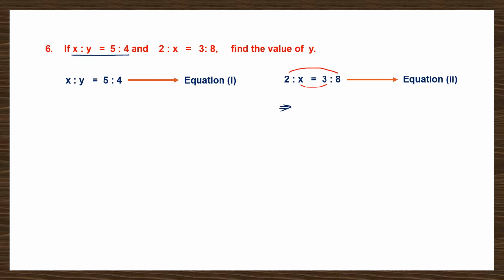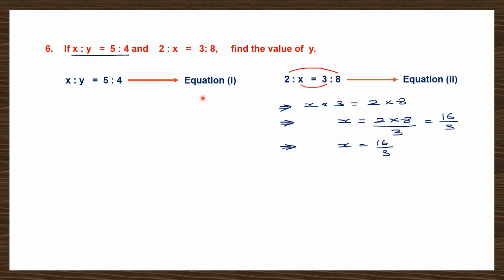So what do we have here? Product of means, let's take first because we want the value of x. So x into 3 is equal to product of extremes, which is 2 into 8. Now from this we can find the value of x. X is equal to 2 into 8 by 3. That is 2 8s are 16 by 3. So the value of x we have found to be 16 by 3. This is with the help of equation 2.